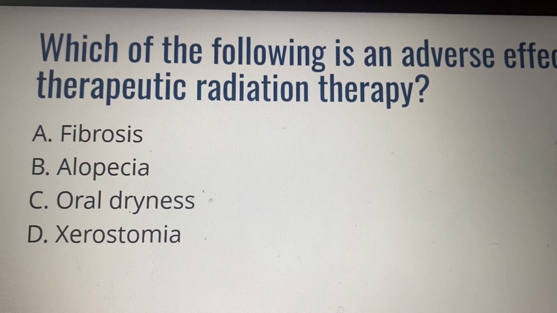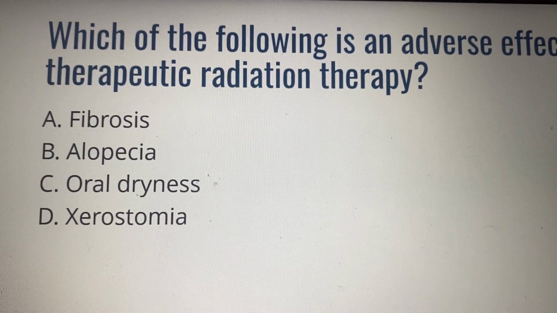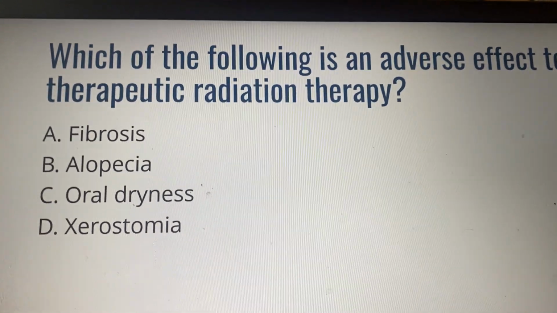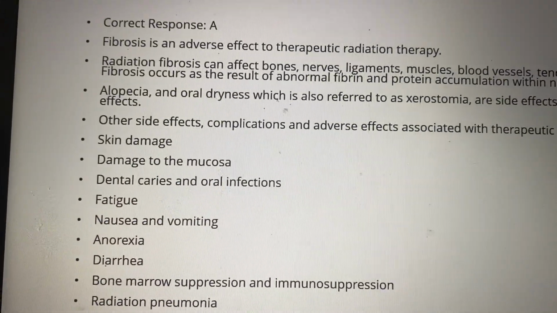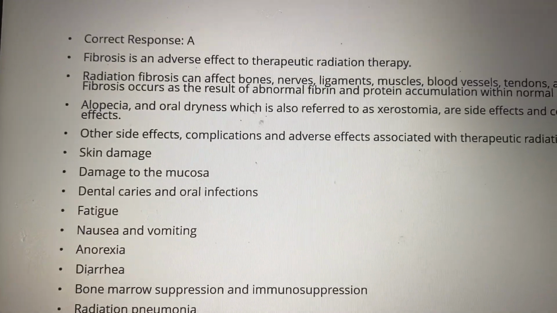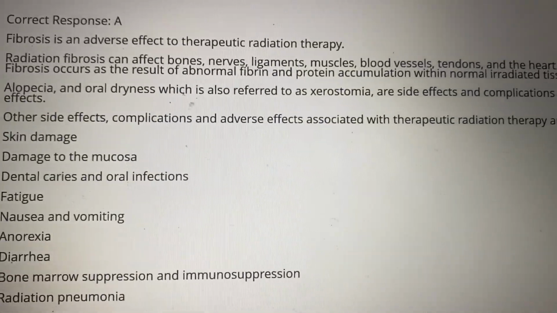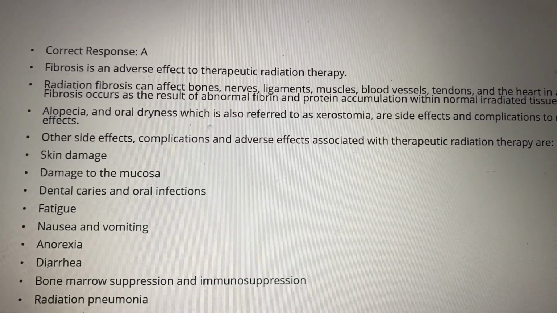So A is actually the adverse effect, right? That is not something that typically is noted to happen with therapeutic radiation therapy. And then when we look at the answer, there you go. So it's an adverse effect. Fibrosis can affect different parts of the body. Alopecia, oral dryness, also known as xerostomia, is a side effect and not a complication or adverse reaction.